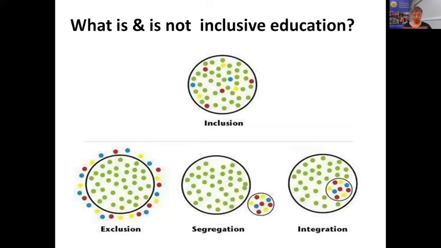Deaf children can only attend lessons if they're able to lip read their teachers. Disabled students with learning difficulties can only attend mainstream courses if they are able to work at the same pace as their non-disabled peers.